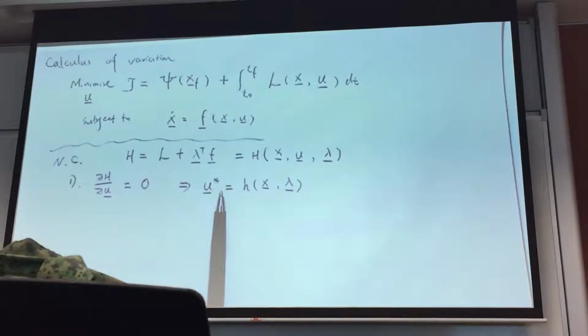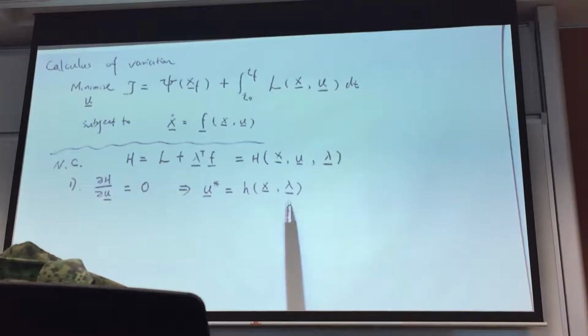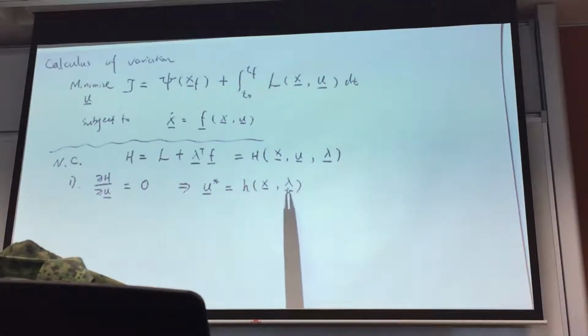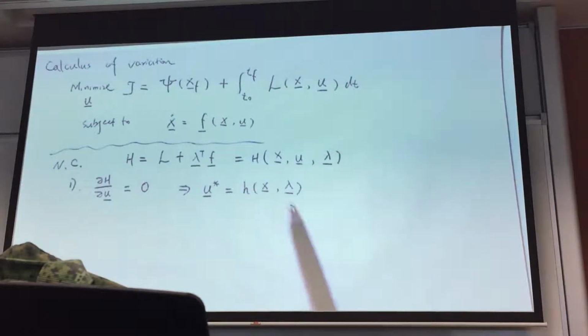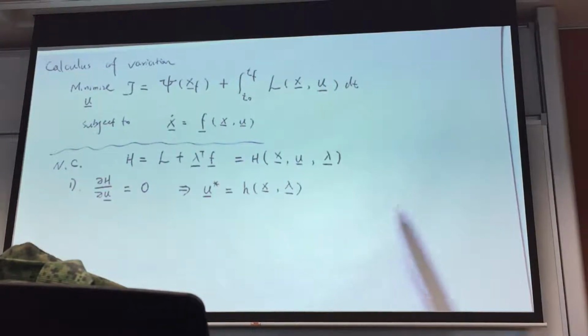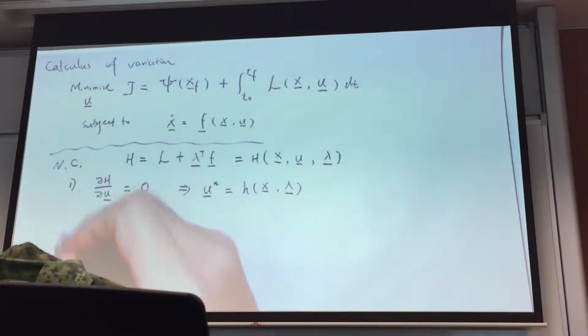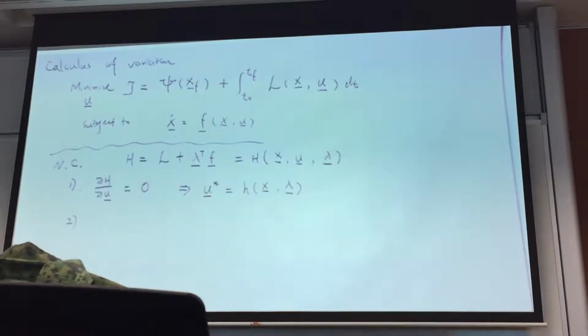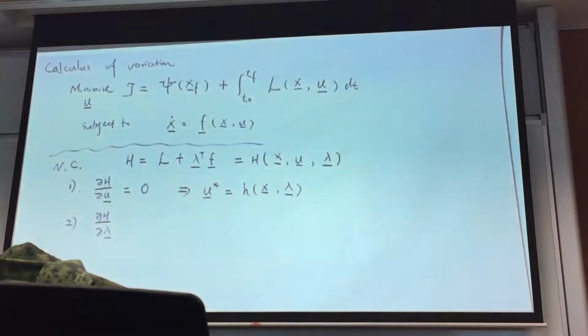So the optimal control not only depends on the state vector, but also on the Lagrange multiplier. In this case, the Lagrange multiplier is not a single value, but a function that depends on time. You can imagine this lambda also has a trajectory from t0 to tf, and this lambda also has dynamics. So the second set of functions is dH/d lambda.